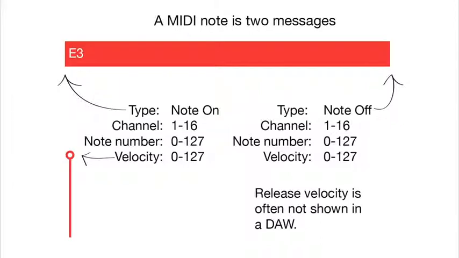Now, not all controllers send release velocity. Many do, usually the more expensive ones. And not many synthesizer patches or sampler patches really respond to it. It'd be tough to come up with a parameter of sound that would change with how fast you release the key. But some synthesizers and samplers do respond to that.